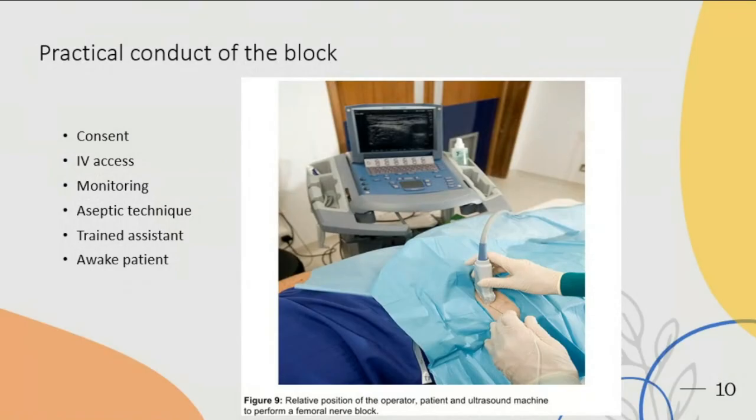So how do we do it? For all the peripheral nerve blocks, these are the basic and essential things that we must do. Consent is a must. Correct site, which side, right indication. Make sure the IV access is available, and we have to monitor the patient just like how we monitor the patient when we are giving a basic anesthesia: blood pressure monitoring, SpO2, ECG. It must be done under aseptic technique with a trained assistant in an awake patient.